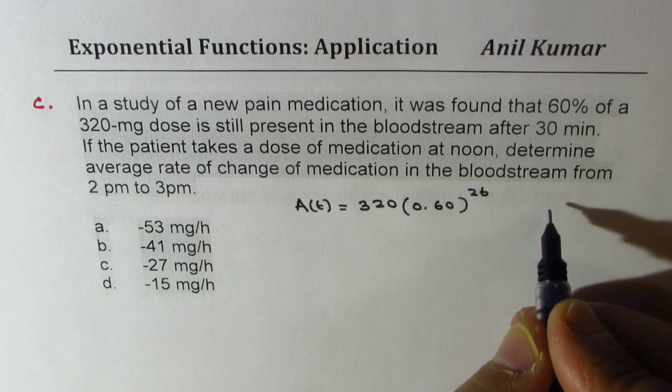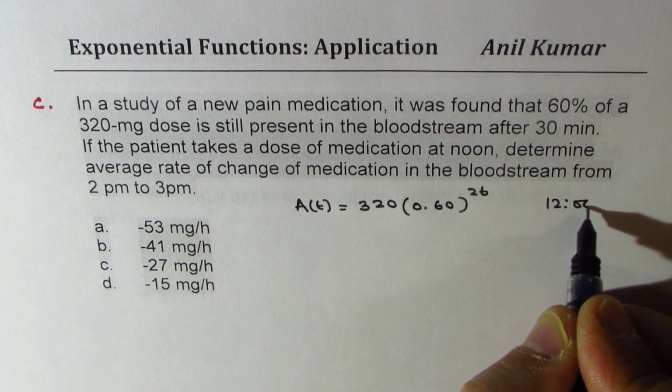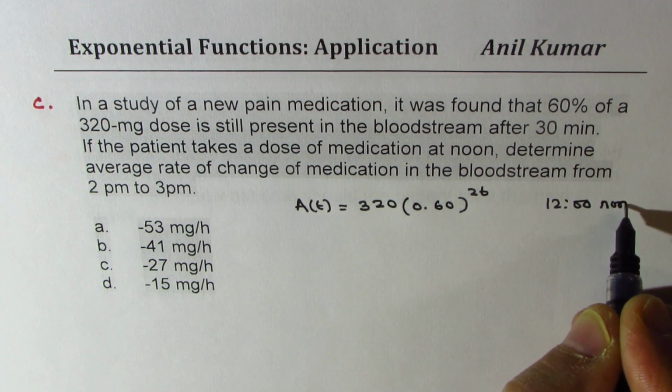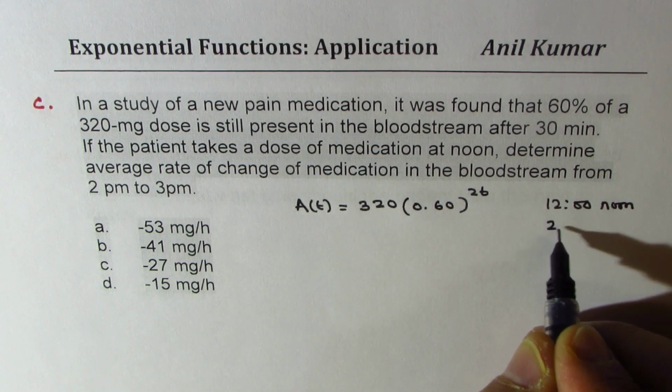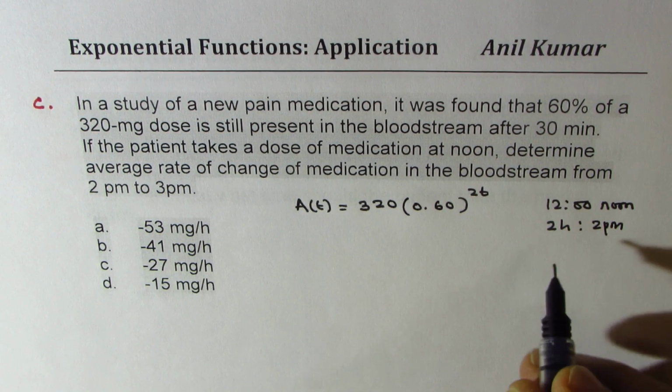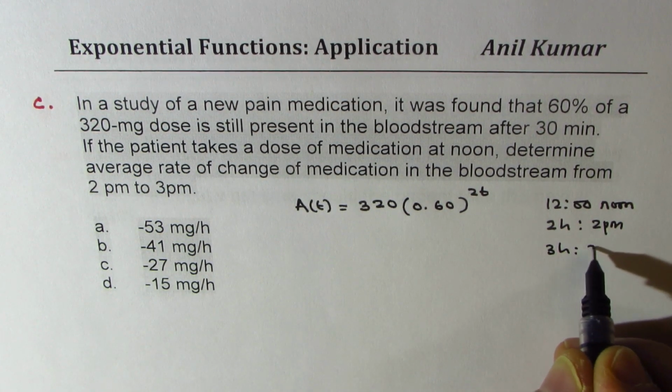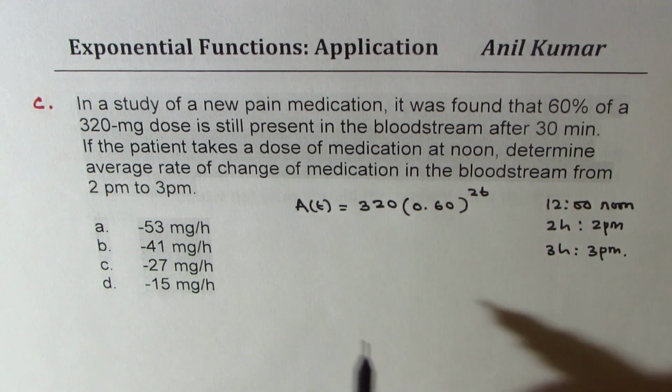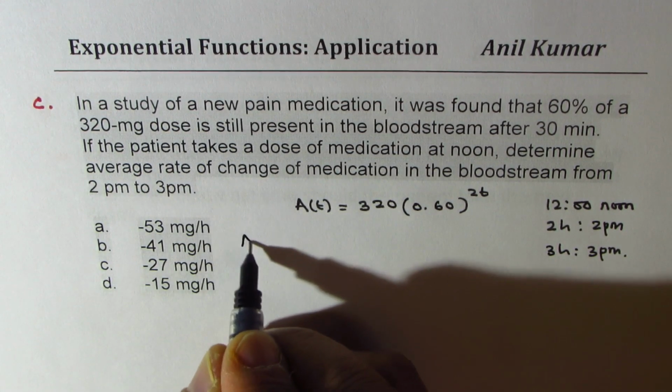Now we are starting at 12 noon, right? So after 2 hours, it will be 2 p.m. And after 3 hours, it will be 3 p.m. So the average rate of change is what?